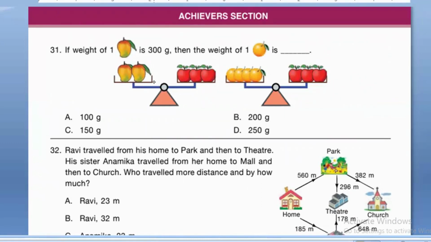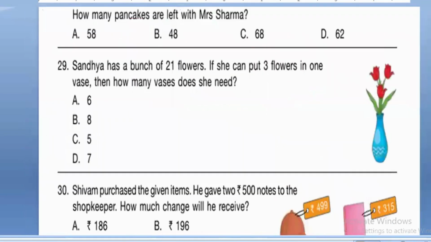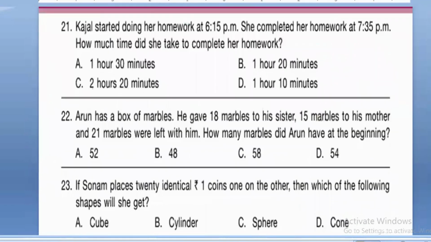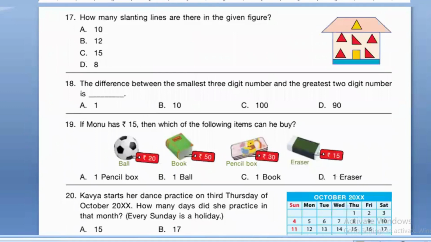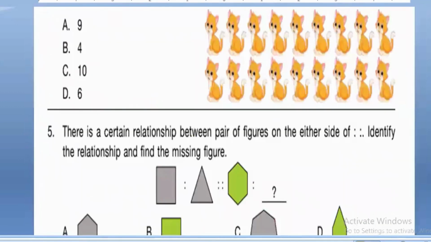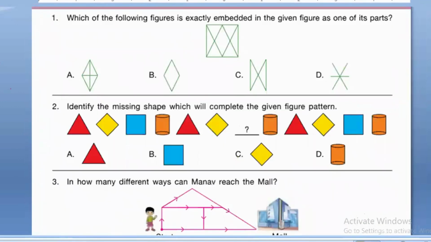This section has 5 questions, and every question has 2 marks. The other sections' questions have 1 mark each. That is how the total of this sample paper is 40 marks.